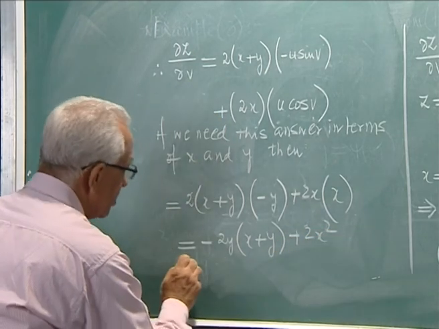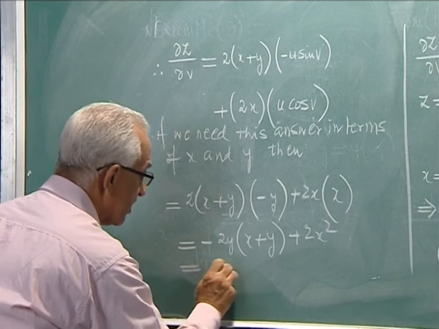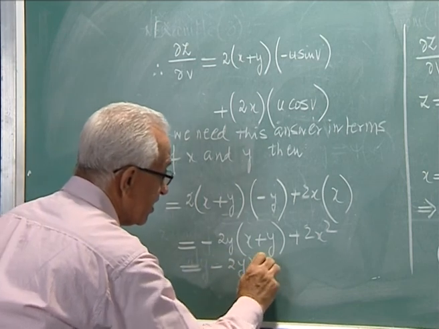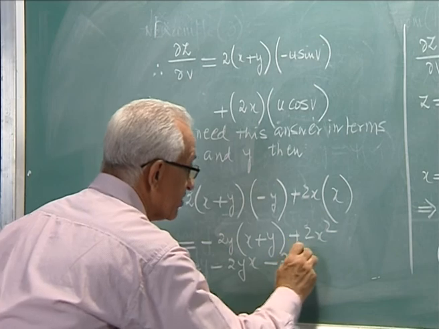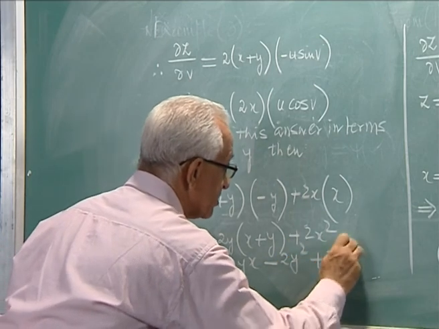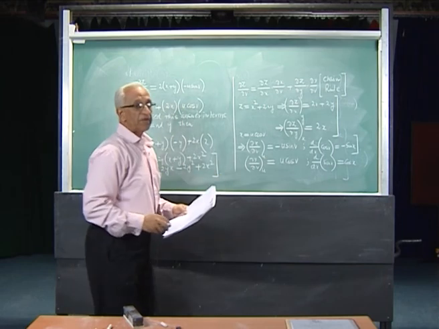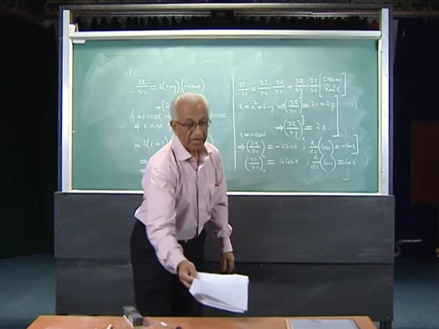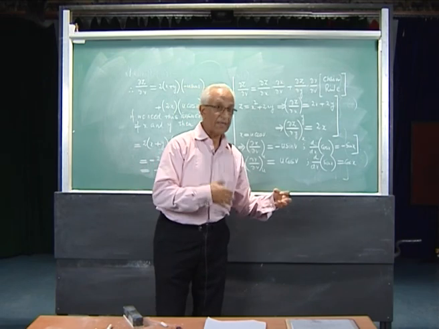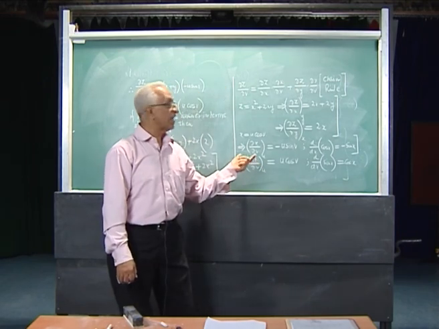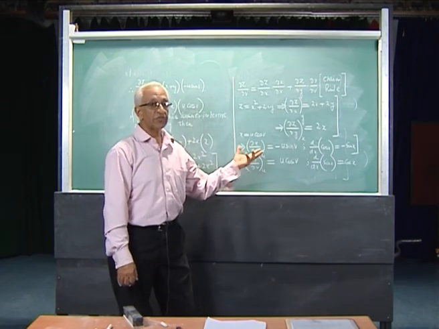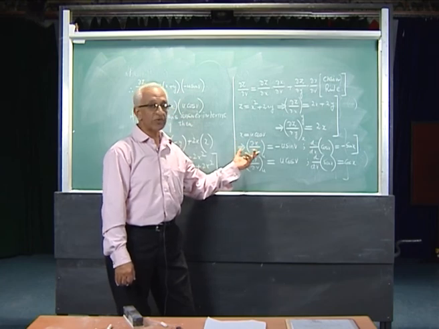If you want to solve it a little more, we can have it as minus 2 times yx minus 2y square plus 2x square is the answer. So, we have been able to follow how we apply the chain rule and at what particular juncture we should use the total derivative.